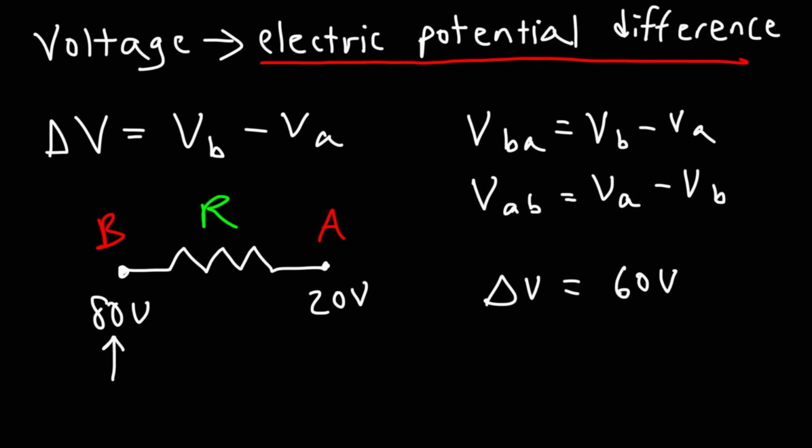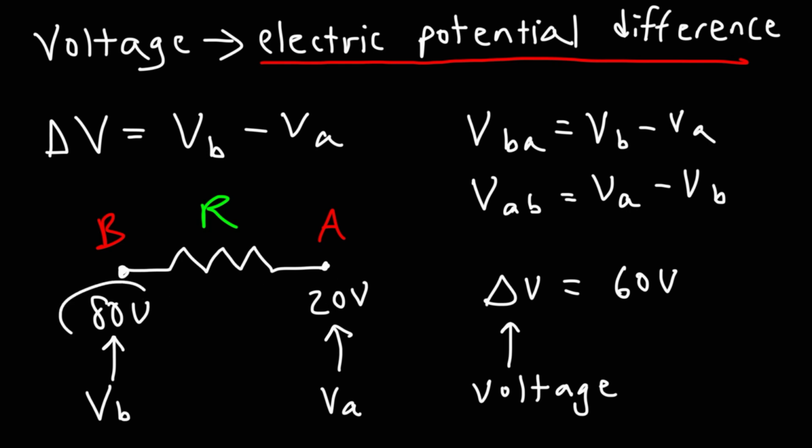The 80 volts represents the electric potential at B. 20 volts is the electric potential at A. So this is VB and this is VA. This is the voltage. Voltage is electric potential difference. It is the difference in the electric potential between 2 points. So hopefully this helps you to see the connection between voltage and electric potential.